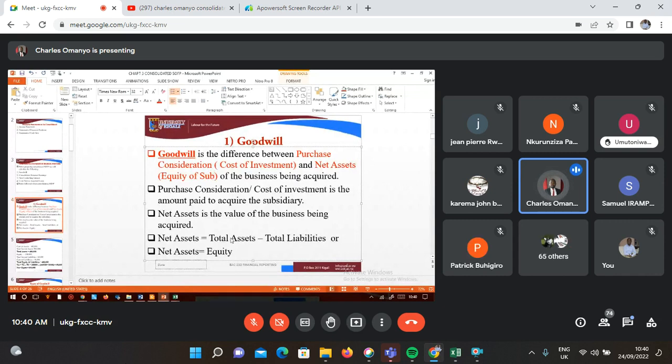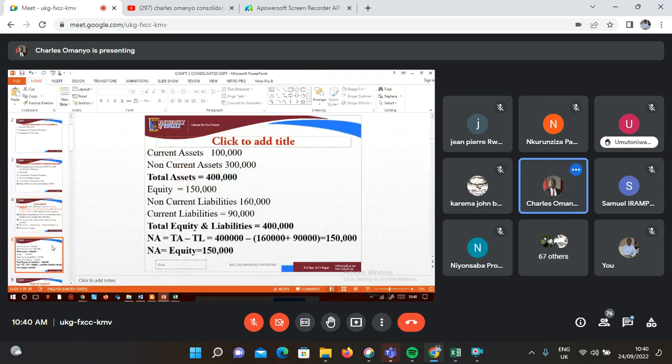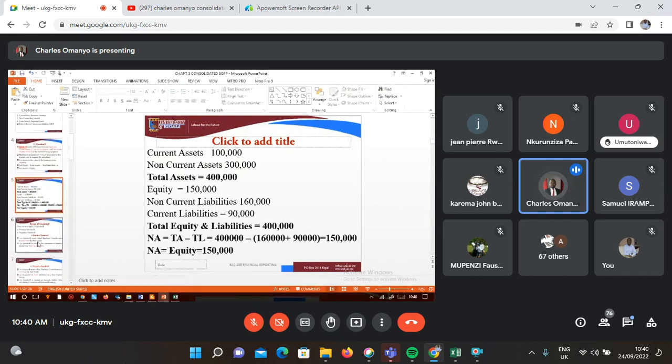Of the sub is just enough to know that it's a subsidiary of the company you are acquiring. If it's an associate, then of the associate. So net assets have already been explained here. Net assets is the value of the business being acquired. Net assets is normally equal to total assets minus total liabilities, or net assets is equal to equity. I've given an example of how to calculate net assets or how to get the equity, but I don't need to go into that. I'll come back to that later on.